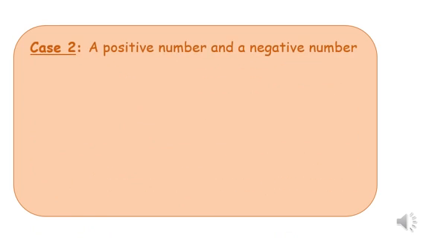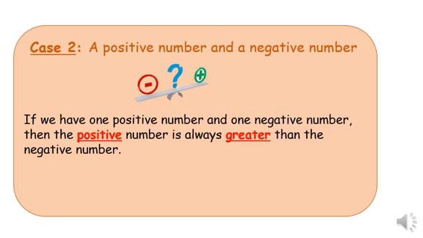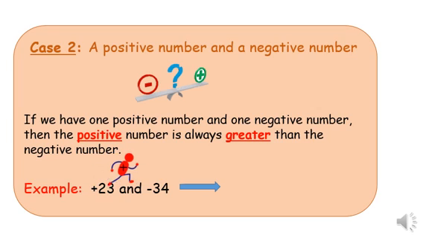Now let's see the second case, a positive number and a negative number. Which one is greater? If we have one positive number and one negative number, then the positive number is always greater than the negative number. Let's see an example. +23 and -34. Which one is positive? +23. So +23 is always greater.